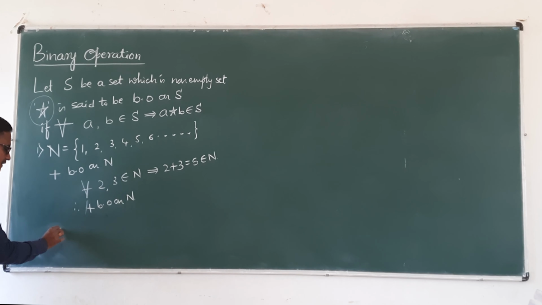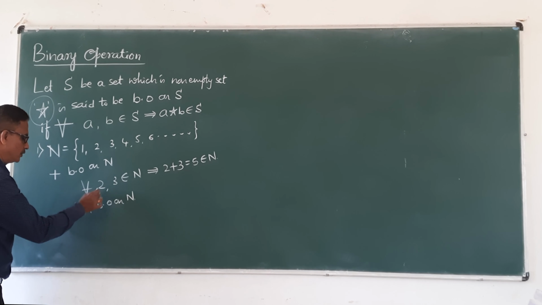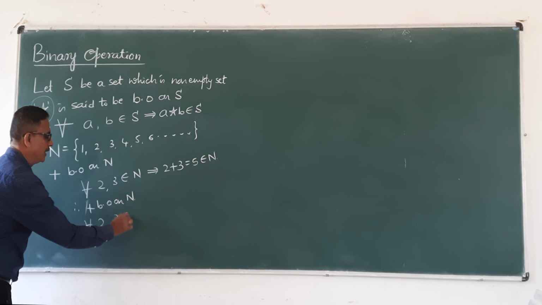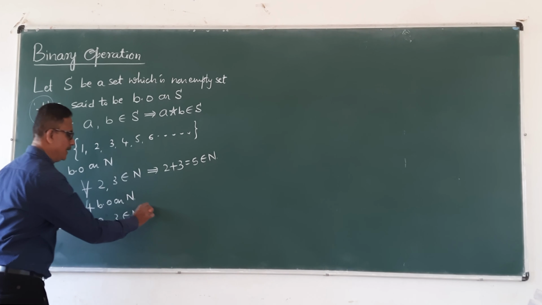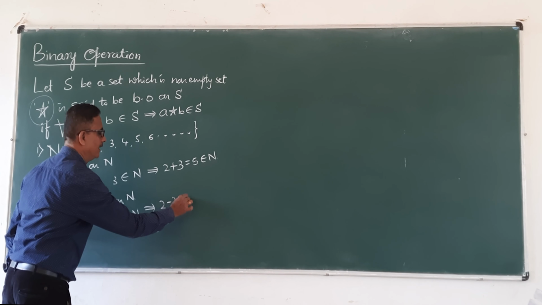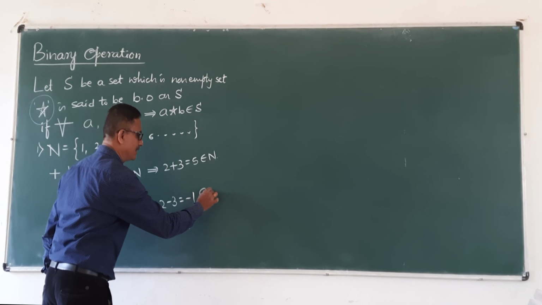Okay. What about subtraction? Is subtraction a binary operation on the set of natural numbers or not? Check it. Again take the same elements. Say 2 and 3 belong to natural numbers. This implies 2 minus 3 is minus 1. Is minus 1 a natural number?